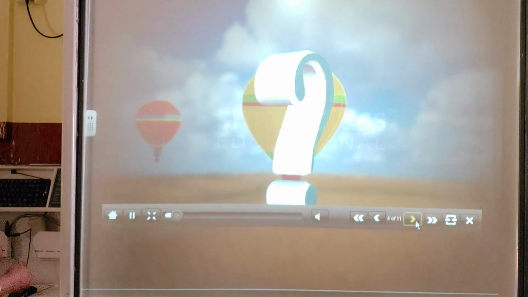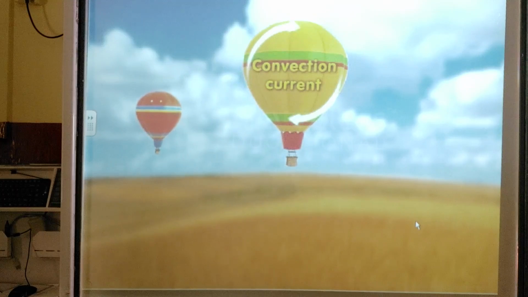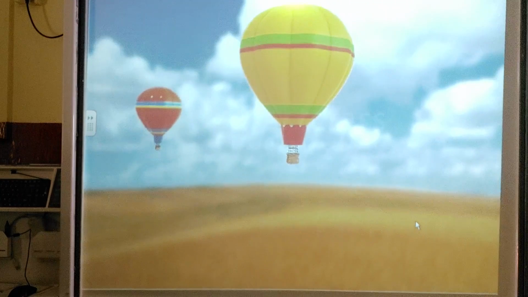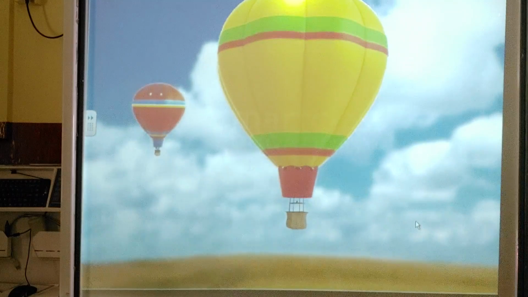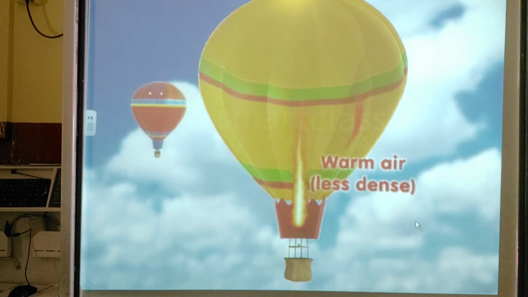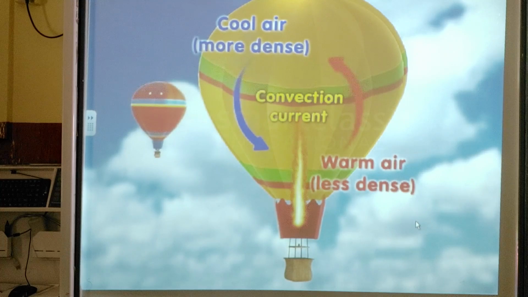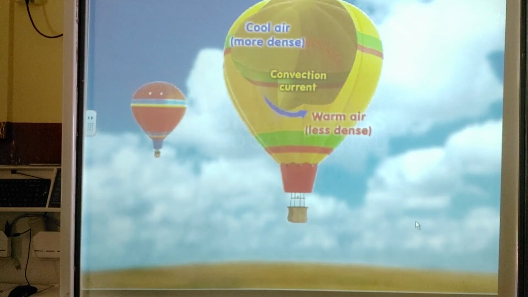Did you know hot air balloons use convection currents to rise into the air? The air inside the balloon is heated. The warm air, being less dense, rises and makes the balloon rise. The cool air at the top, being denser, sinks to the bottom. This repeating cycle makes a hot air balloon rise high in the air.